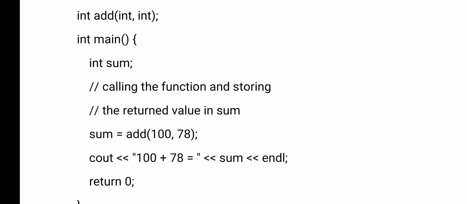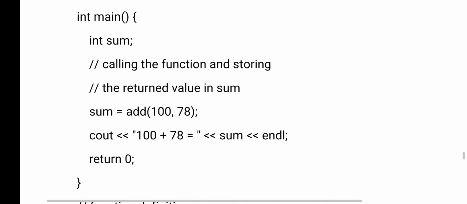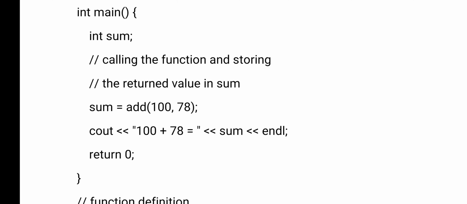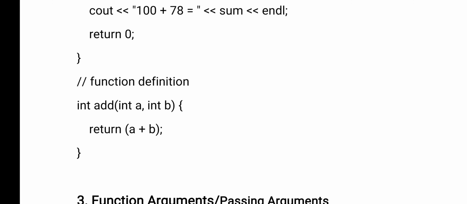Now you see that sum is a variable that I have declared in the main function. Next, calling the function and storing the values. You see, sum equals to what? Add 100 comma 78. When the control comes to this line, immediately control jumps to this code.